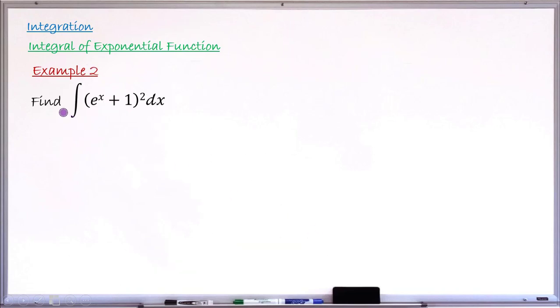Example number 2: we are asked to find the integral of e raised to x plus 1, this inside bracket, and the bracket raised to the power of 2, dx. Solution to this problem. Copying down the given text, that is the integral of open bracket e raised to x plus 1, then the bracket raised to the power of 2 dx. So what I will do in this case, this bracket raised to the power of 2 means the bracket times itself. So let me do that.